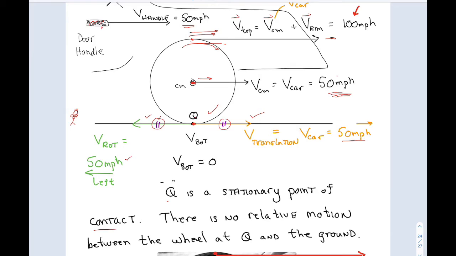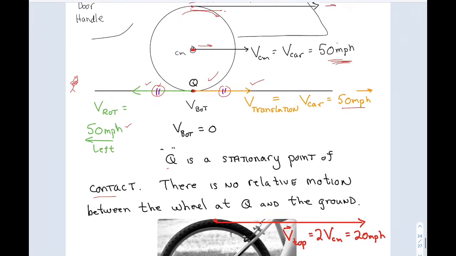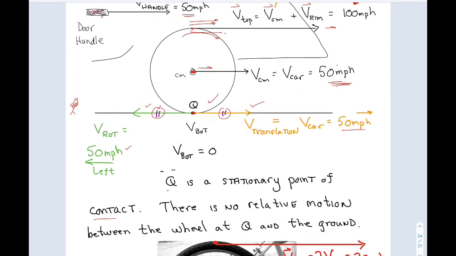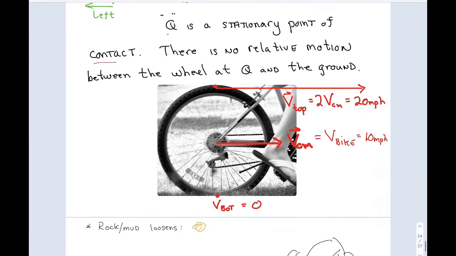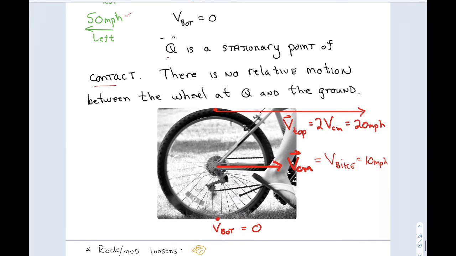There's no relative motion between the wheel at that point Q and the ground. So here I have a bike wheel. I could ask, how are all these arrows up here demonstrated in this picture? If I look at the spokes, the middle of the wheel has speed v center of mass. The top of the wheel has speed 2v center of mass.